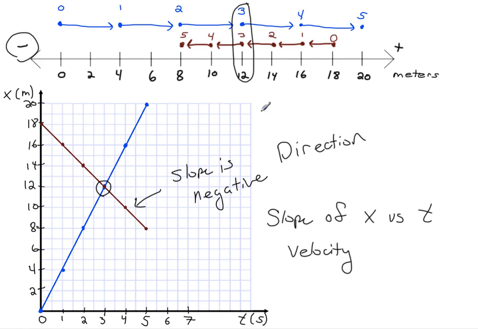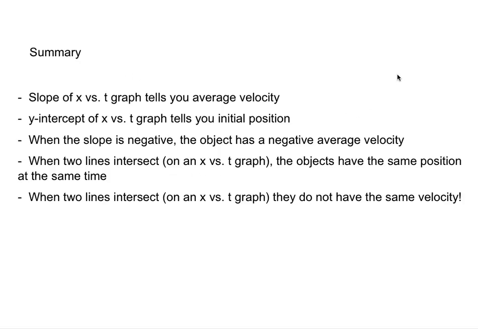So just summarizing all the stuff that we're seeing here, the slope of a position versus time graph tells you average velocity. The y-intercept of a position versus time graph tells you the initial position of an object. If the slope of a position versus time graph is negative, that means that object has a negative average velocity. If two lines intersect on a position versus time graph, the objects have the same position at that time. So they're passing or crashing into one another.